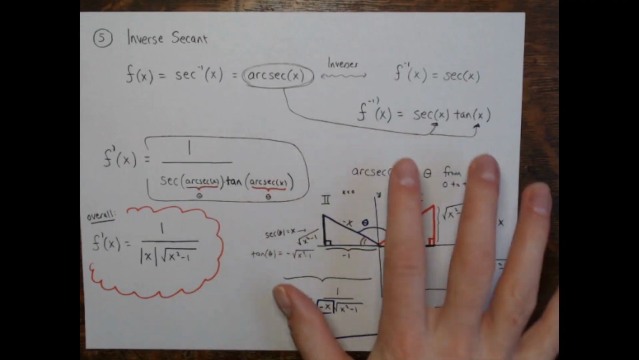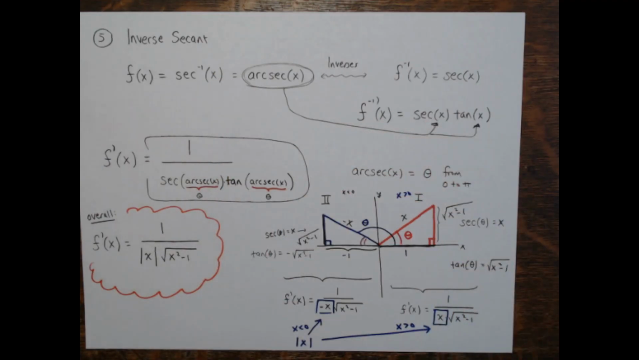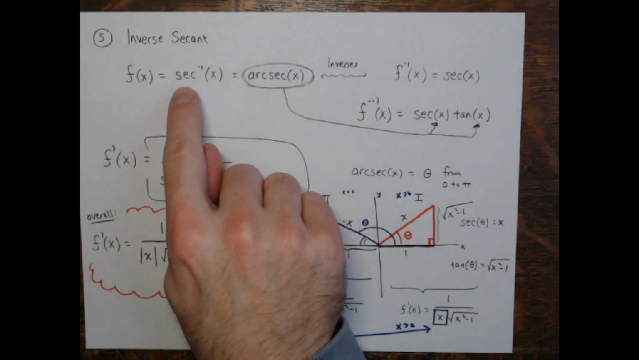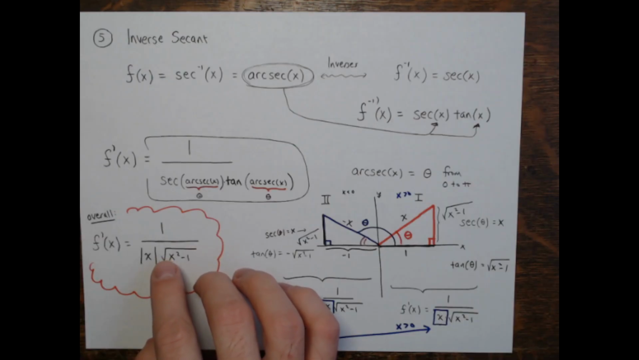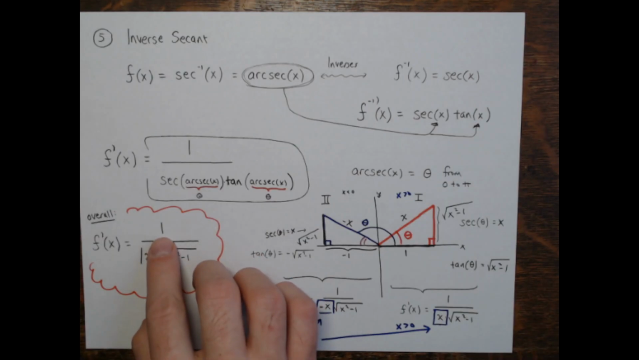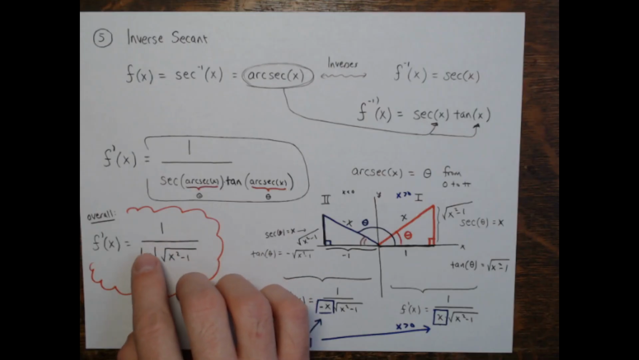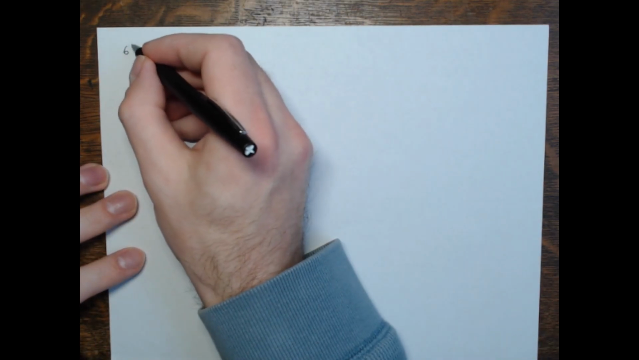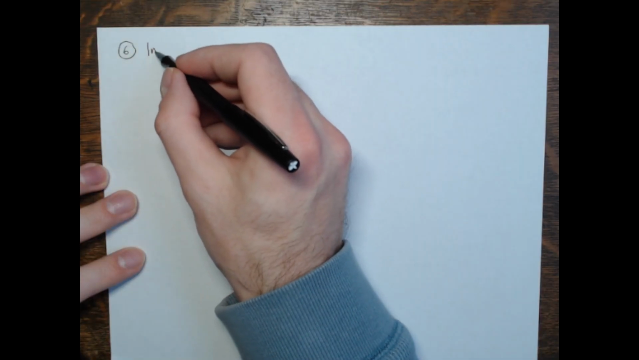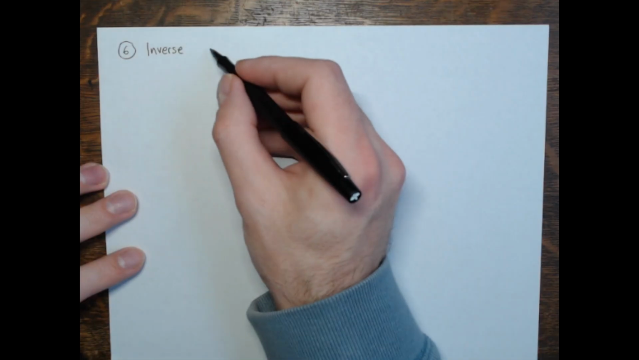All right, so I'm going to go over a similar looking picture for inverse cosecant. The derivative of inverse cosecant, we'll see that it's just the opposite of this. Secant, inverse cosecant, it'll be -1 over this absolute value of x times square root of x squared minus 1, but we'll see that in a minute on the next page. So last one, inverse cosecant.